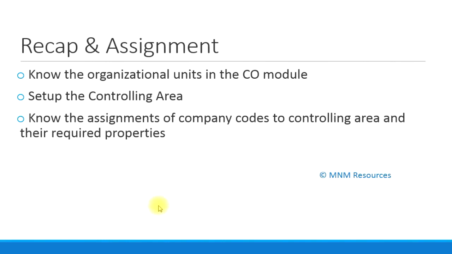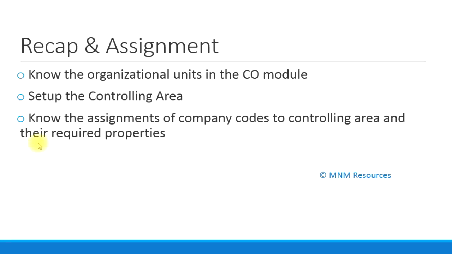Let's quickly recap what we have learned. We learned the organizational units in the CO module. The 2 main important organizational units are the operating concern and the controlling area. We also saw some other organizational units like company code, business area, and the plant, which belong to other modules. The business area and company code belong to the FI module, and the plant belongs to the logistics modules. Now, as part of your configuration practice, set up the controlling area, give it a definition, and also assign your company code to the controlling area.